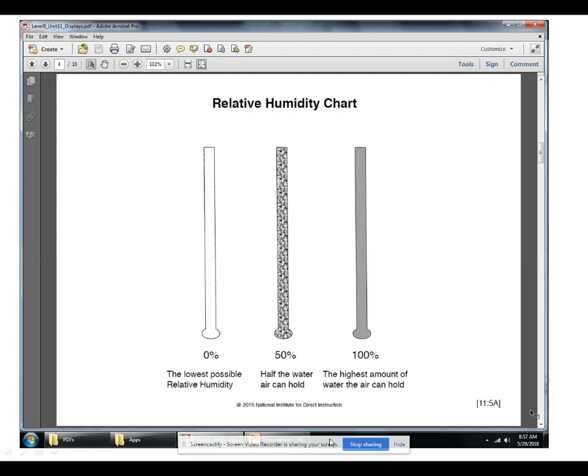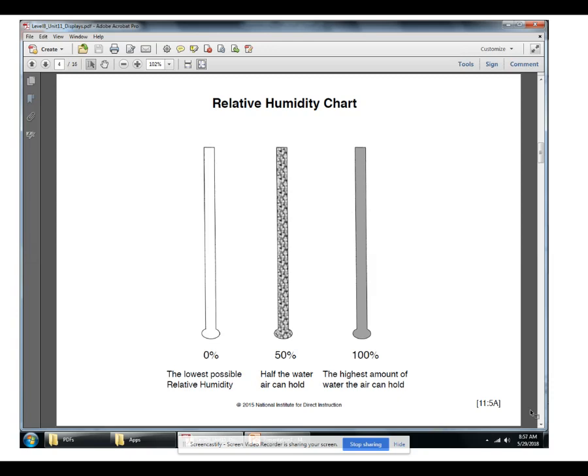0% relative humidity means that there are no water molecules in the air at all. The air is as dry as it can get. So 0% is the lowest possible relative humidity. It is the driest it can be.